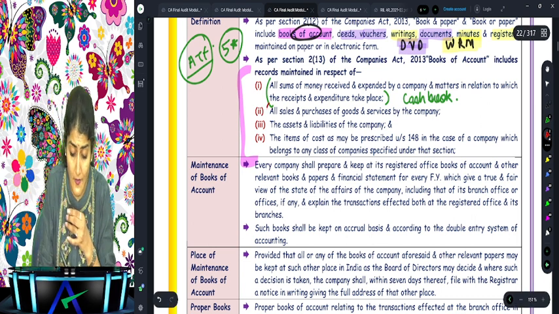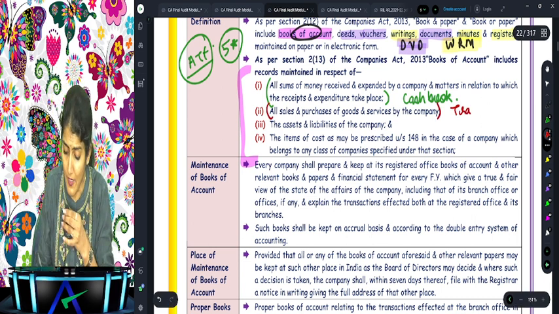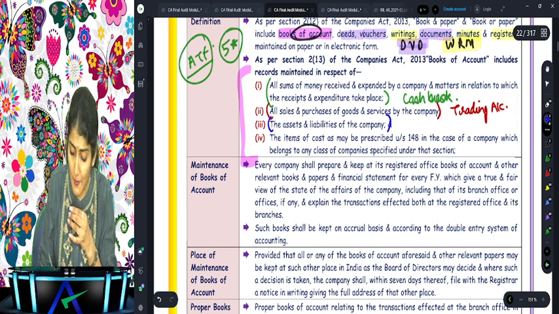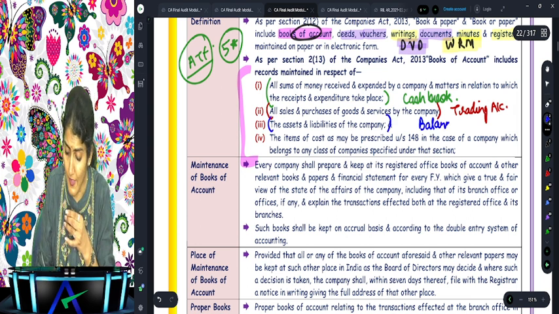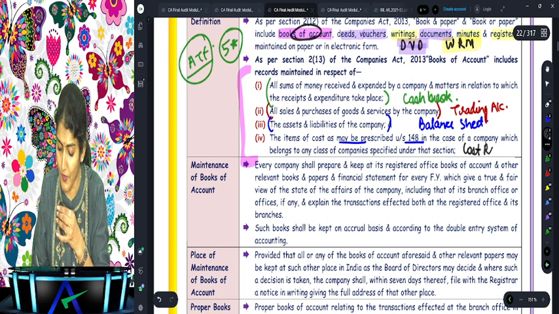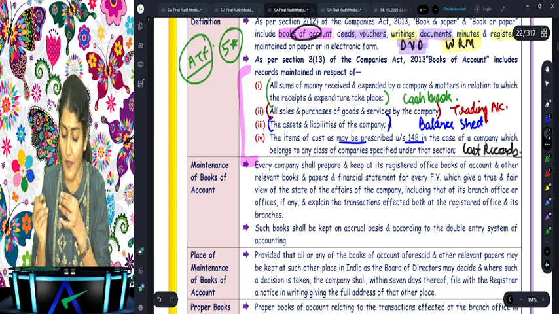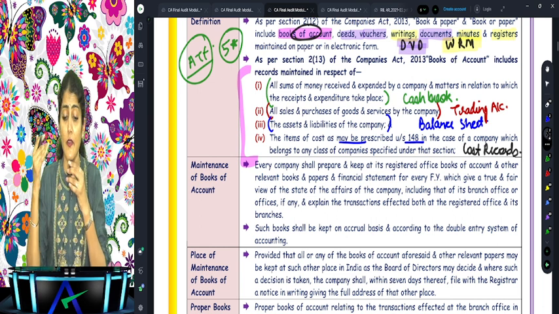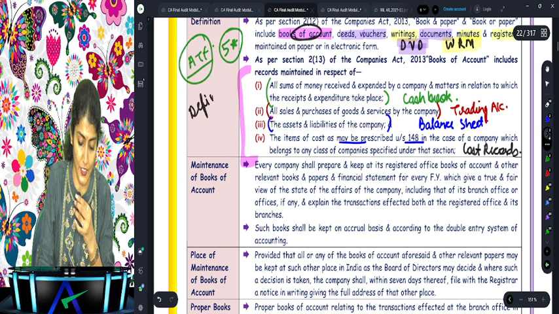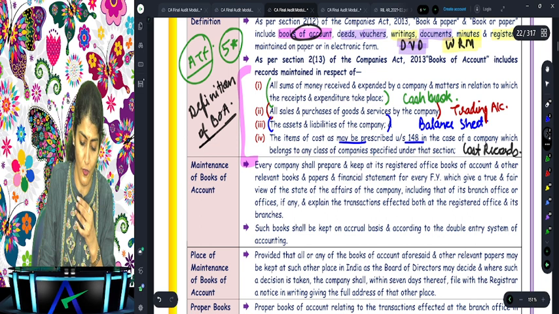Cash book. Then all sales and purchases of goods and services by the company. That is nothing but the trading account and the trading and profit and loss account. Are you with me? Yes. Then the assets and liabilities of the company. That is nothing but the balance sheet, and the items of cost as may be prescribed under 148. What are the items of cost under 148? It is nothing but the cost records, MLO, material, labor, and the other items of the cost. Okay, right. So this is the definition, very important, of the books of account.